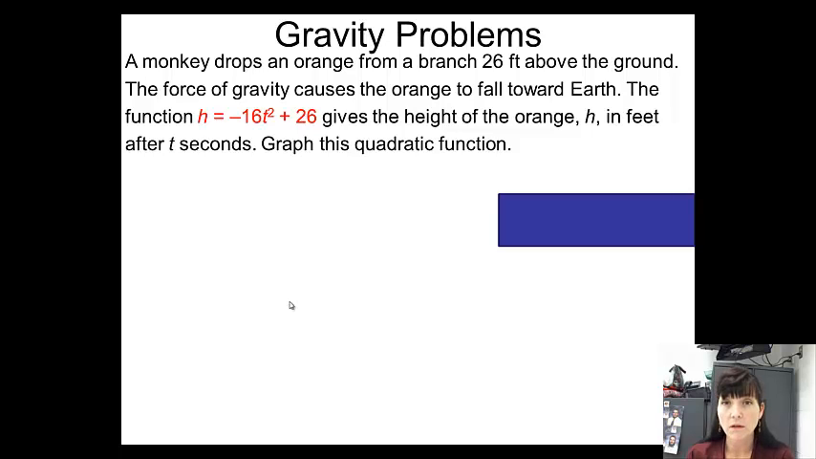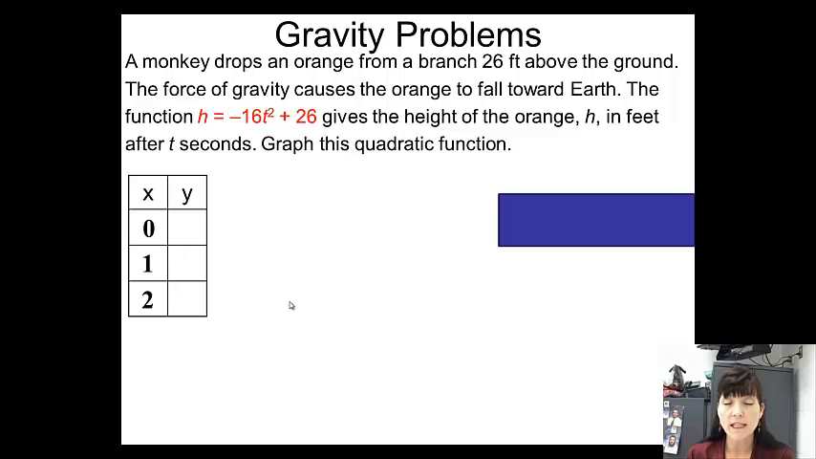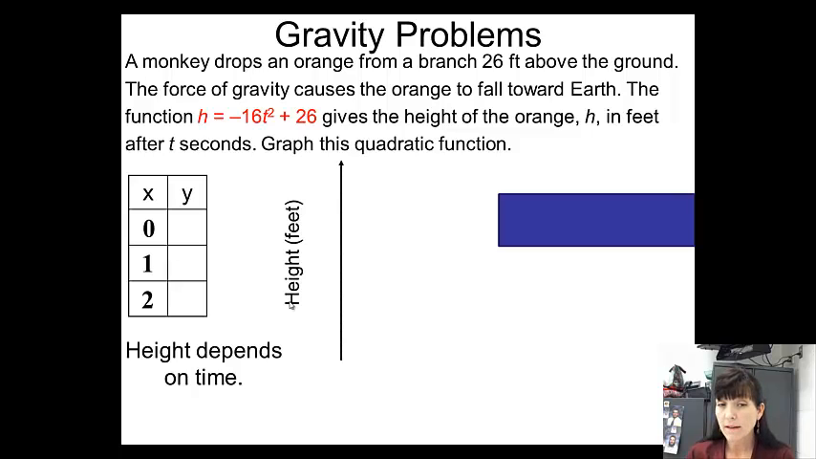I'm going to give you a little preliminary information. First, our table will look like this, and you're going to use 0, 1, and 2. The height depends on the time. And finally, your graph is going to look like this.